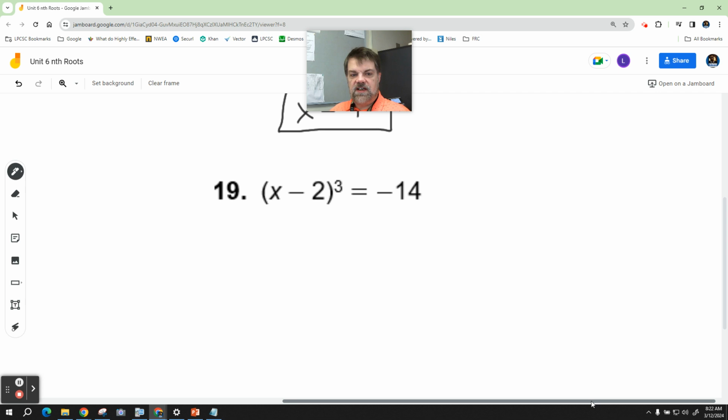All right, we're almost done, guys. Over here, we're just going to take the cube root to undo the power of 3. That leaves me with x minus 2 equals negative. Oh, we got to do it on this side too. Cube root of -14.